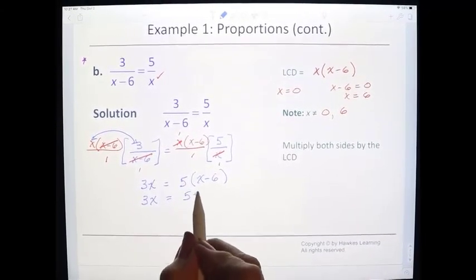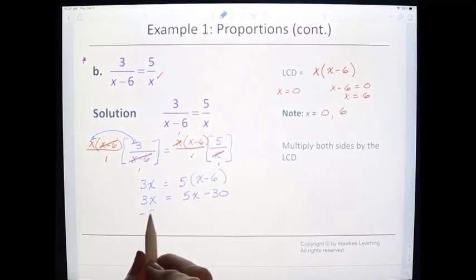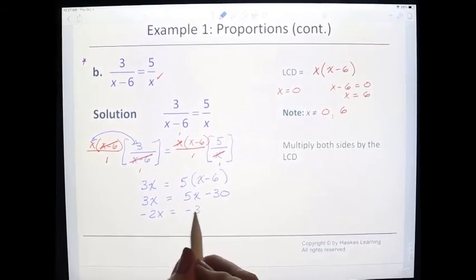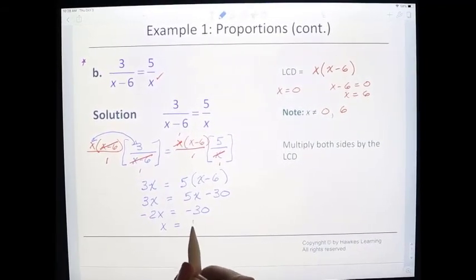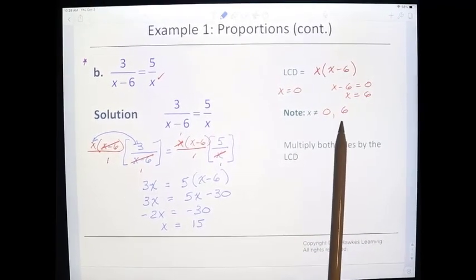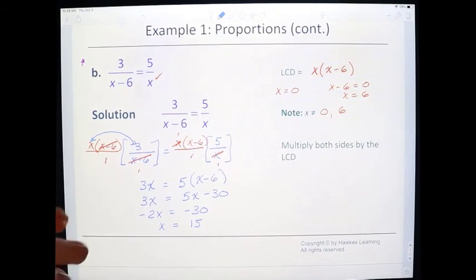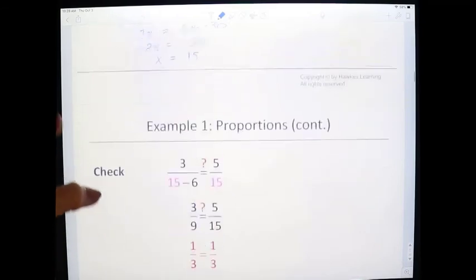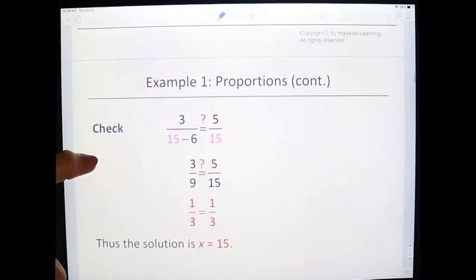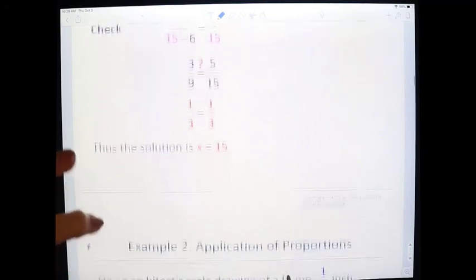I try not to do too much in my head. So I'm going to subtract 5x from both sides, and I'm going to divide by negative 2 and get a solution of positive 15. I'm going to run back up here. Is that a problem? It's not a problem because it's neither of those restrictions, the 0 or the 6. So there's your second proportion problem. There's the check where you're substituting in the 15 for x, and you can see the arithmetic works out, and we get two equal quantities, so we know the solution is correct.